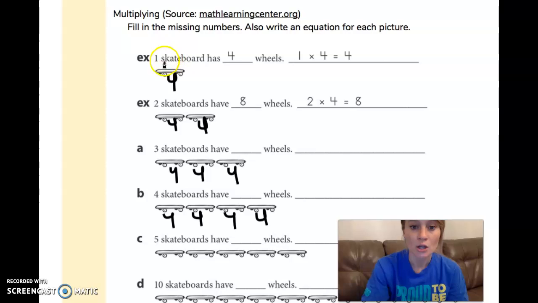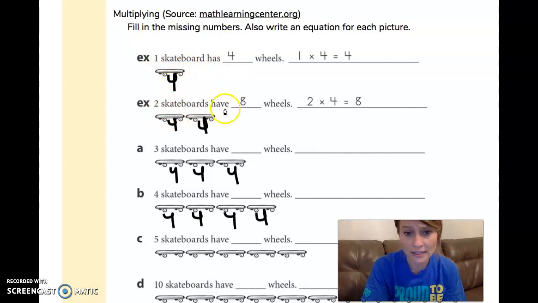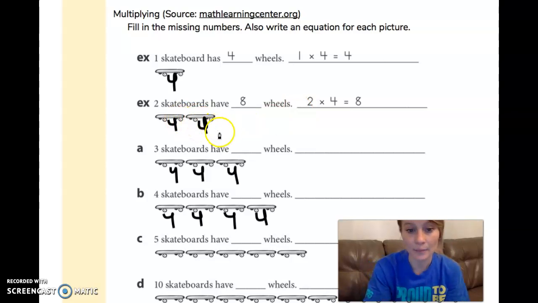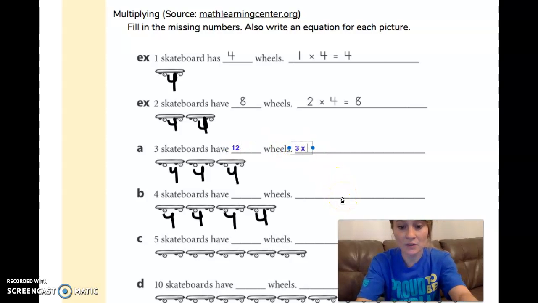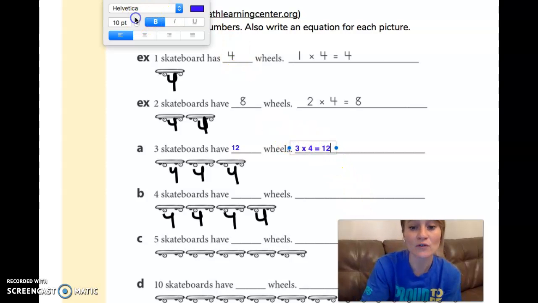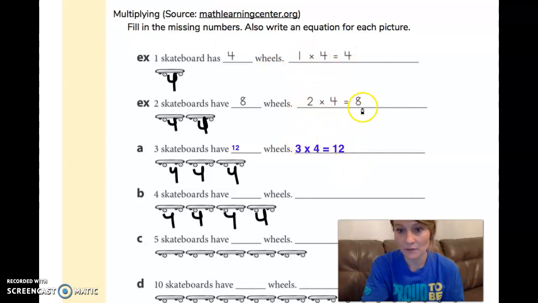But let's see. So one skateboard has 4 wheels. And I wrote the number 4. 2 skateboards have 8 wheels. Because look, 4 plus 4 is 8. Or 2 times 4 equals 8. Now, how much would 3 skateboards have? How many wheels? Well, 4 is 8, plus 4 more is 12. So what would my equation be? 3 times 4 equals 12. Remember, it has to have times 4 in all of them. So 1 times 4 is 4, 2 times 4 is 8, 3 times 4 is 12.